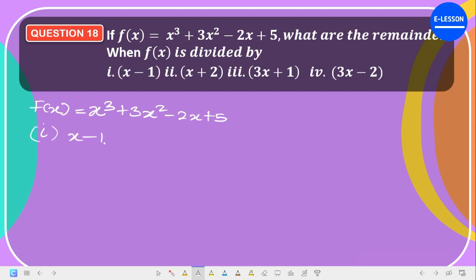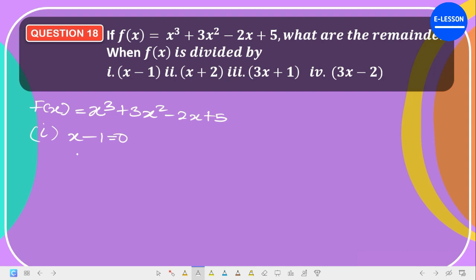Now the remainder theorem is that if you want to look for the remainder when this is divided, all you need to do is equate the divisor to 0. Whatever is given to you, equate it equal to 0 and then substitute it in. Anything that it gives to you is the what? Remainder. Are we getting it now?